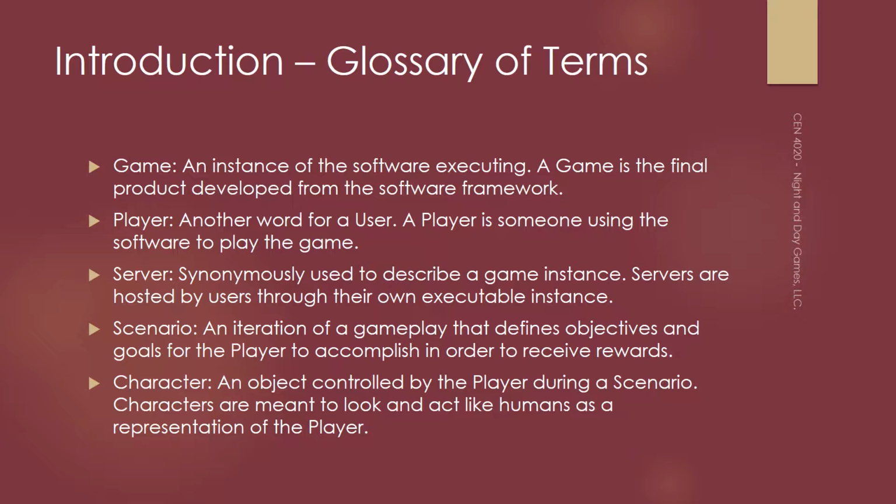Before we fully leap into the details of this project, I would like to cover a few common terms that will appear during this presentation. First, a game is an instance of the final software product. A game executes on a user machine, and it is synonymous with an executable. A player is another word for a user. When a user accesses the game and participates in using the game, they then become a player.